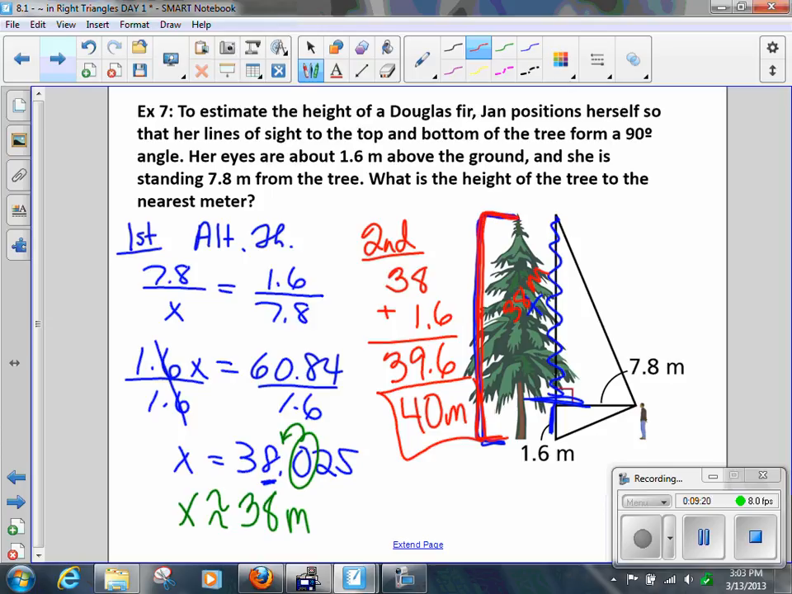Why? Why do you have to add it? Say it again, Summer. You got to find all of the tree. When we find X, all we're finding is the height of the piece of the tree that has the leaves. The trunk, I guess, is just 1.6 meters. When you take that little piece plus what we just found, that's the whole height of the tree. Those are the things that you've got to pay very close attention to, folks. I'm going to tell you, you will be wonderful, and you will blow it up.